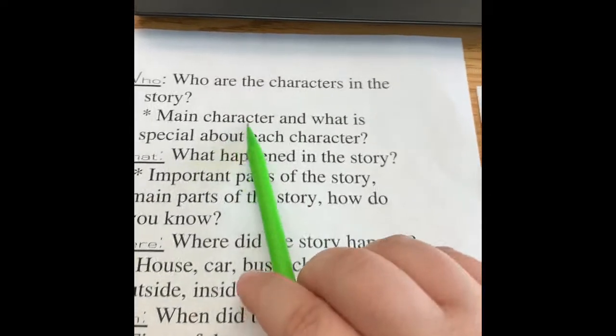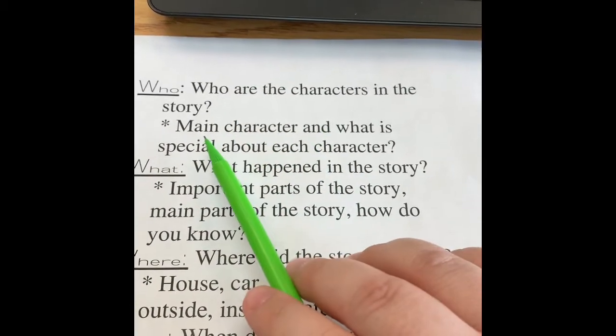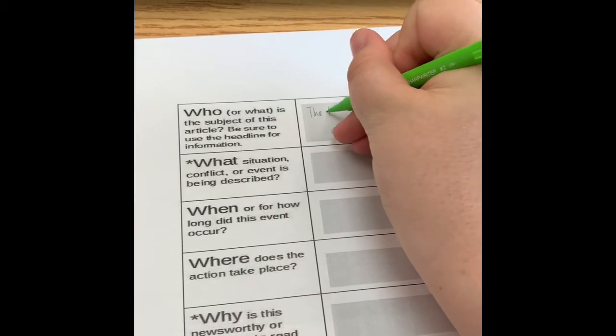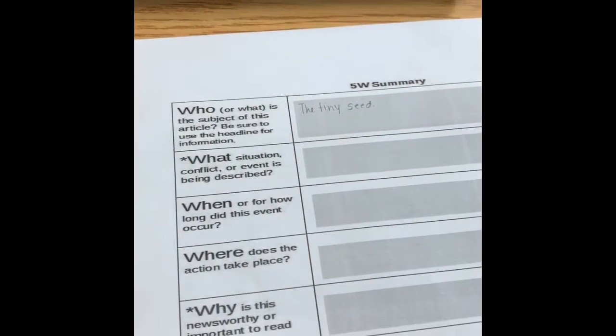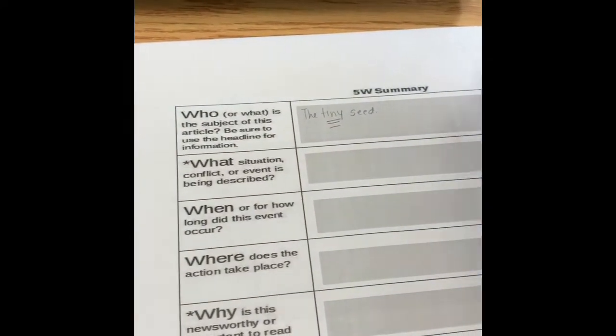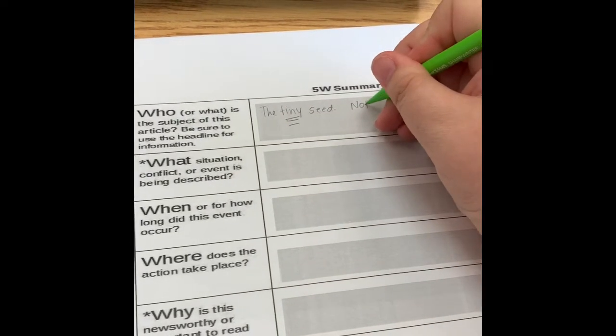So the questions here say, who are the characters in the story? Main characters, and what is special about each character? Well, our whole story is about who? That's right, the tiny seed. And what is so special about this tiny seed? Well, it tells us right there, he's tiny and he's not like the others. All right, great job, guys. So it's about a tiny seed that's not like the others.